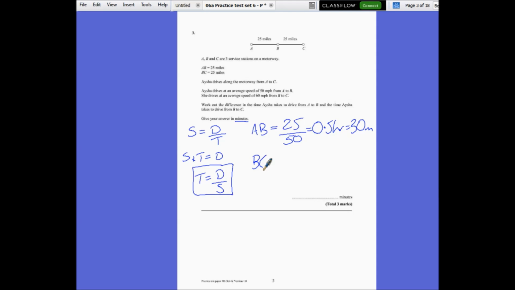From B to C, we've got 25 miles at 60 miles an hour. If we cancel that down as a fraction, that would be 5/12. To work that out in minutes, we would do 5/12 of 60, so 60 divided by 12 is 5, times 5 is 25 minutes. So the difference in time is 5 minutes.